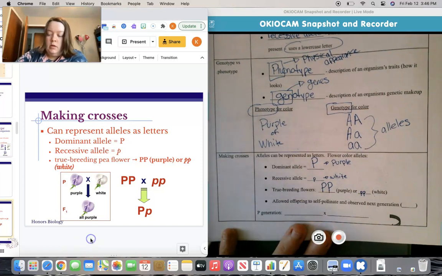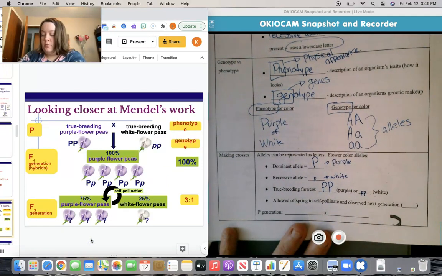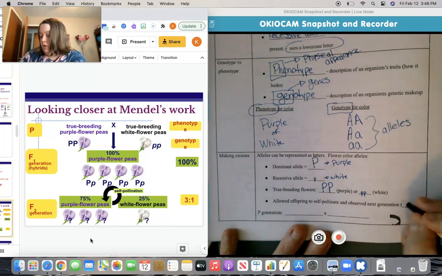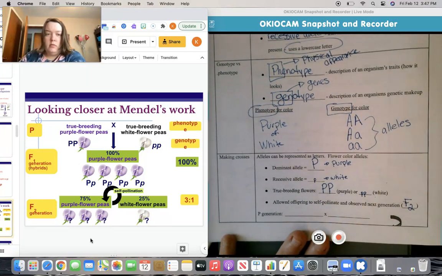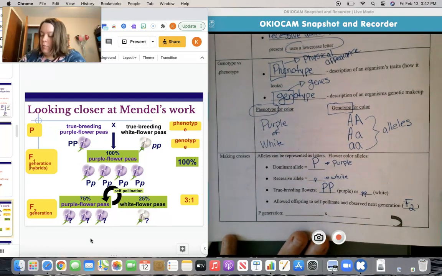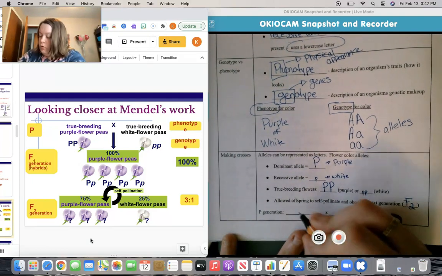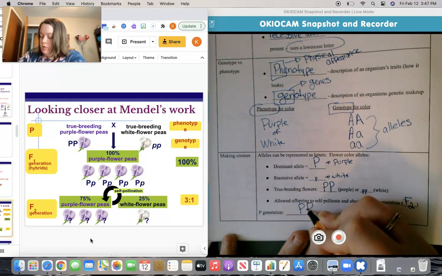So Mendel, in his work, remember, he crossed a pure purple and a pure white. He looked at the first generation. They were all purple. Then he self-pollinated the purples to look at the F2 generation. If we were to write that out using our letters, the parent generation were pure purple crossed with a pure white.